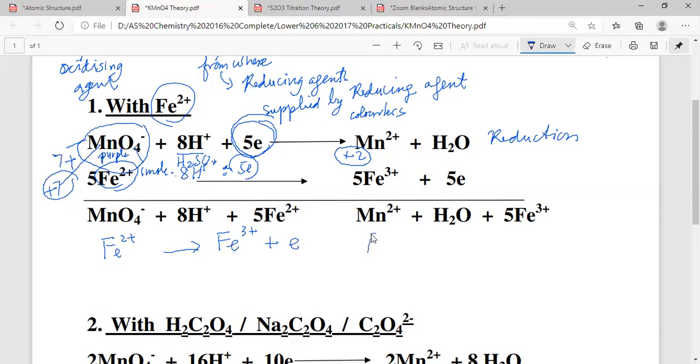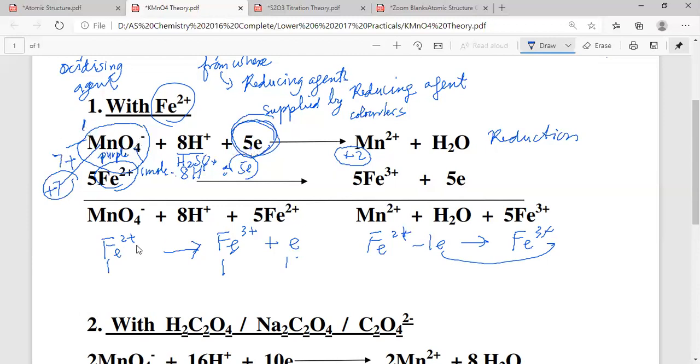Sometimes books will write Fe2+ minus 1 electron gives Fe3+. This is okay, but I prefer to put it the other way, with the electron on this side. So 1 mole of Fe2+ gives 1 mole of Fe3+ and 1 electron, but here MnO4- requires 5 electrons for 1 mole to react.